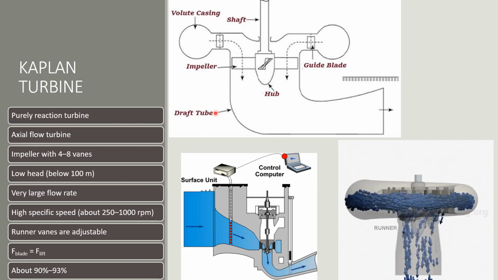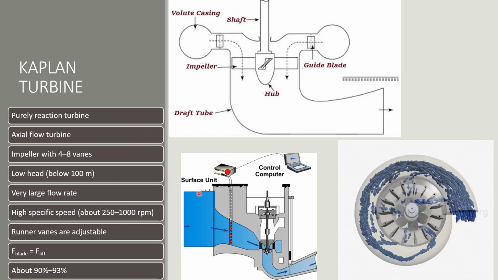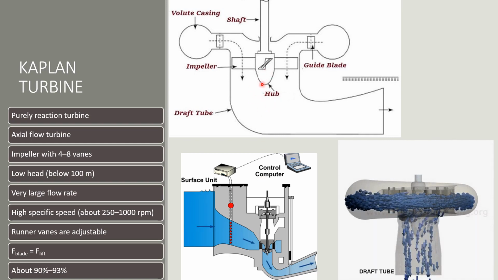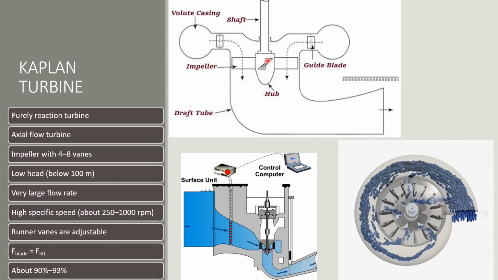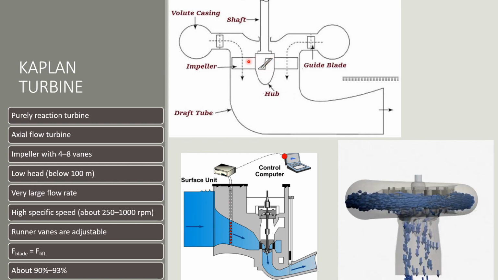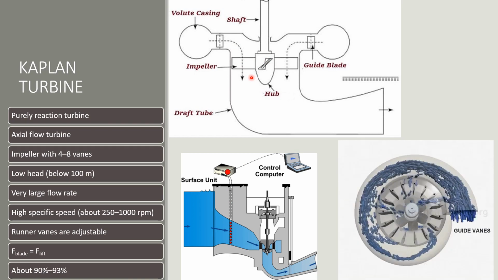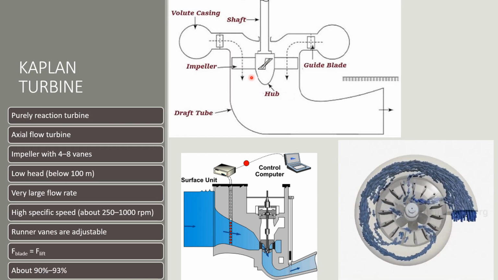We have 4 to 8 vanes in the impeller, and they handle a very large flow rate and have a very high specific speed. The runner vanes fitted over here are adjustable, and they can adjust according to the direction of the water flowing. The efficiency of this Kaplan turbine is about 90 to 93%.